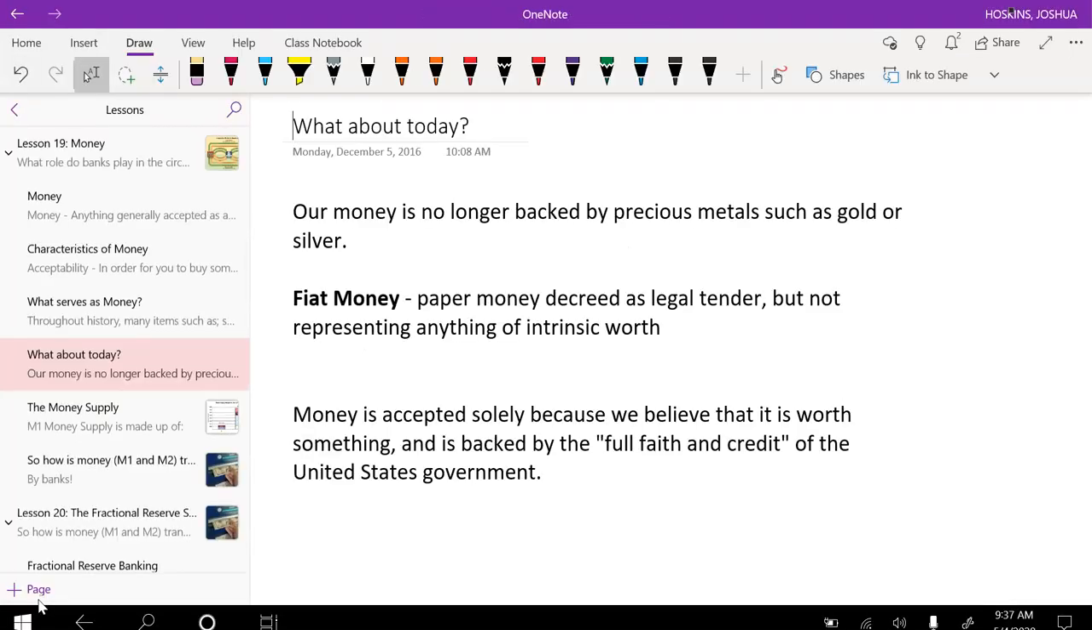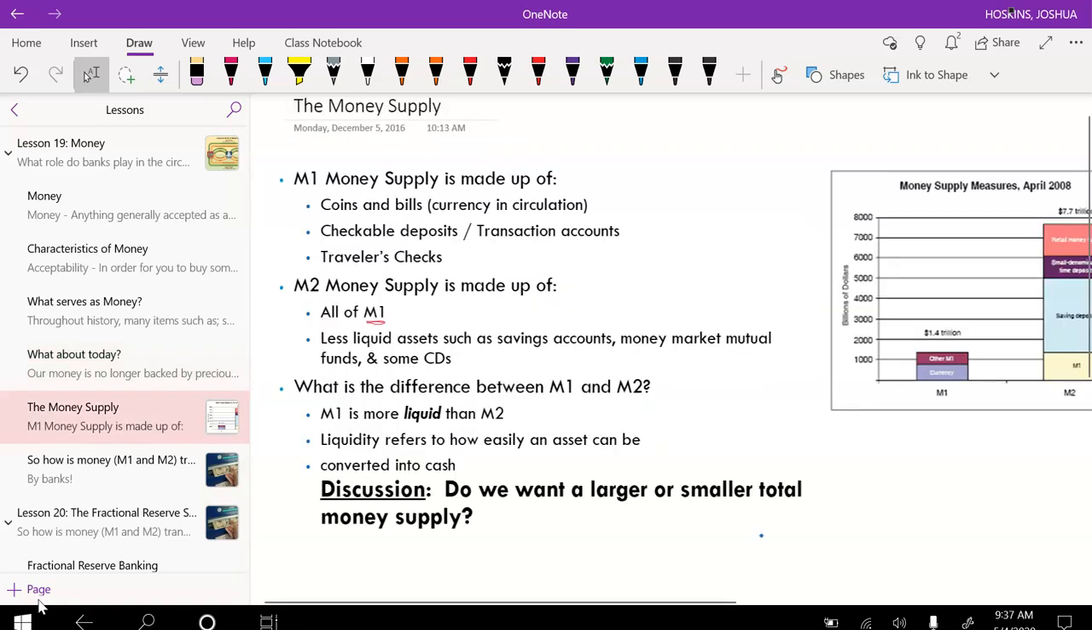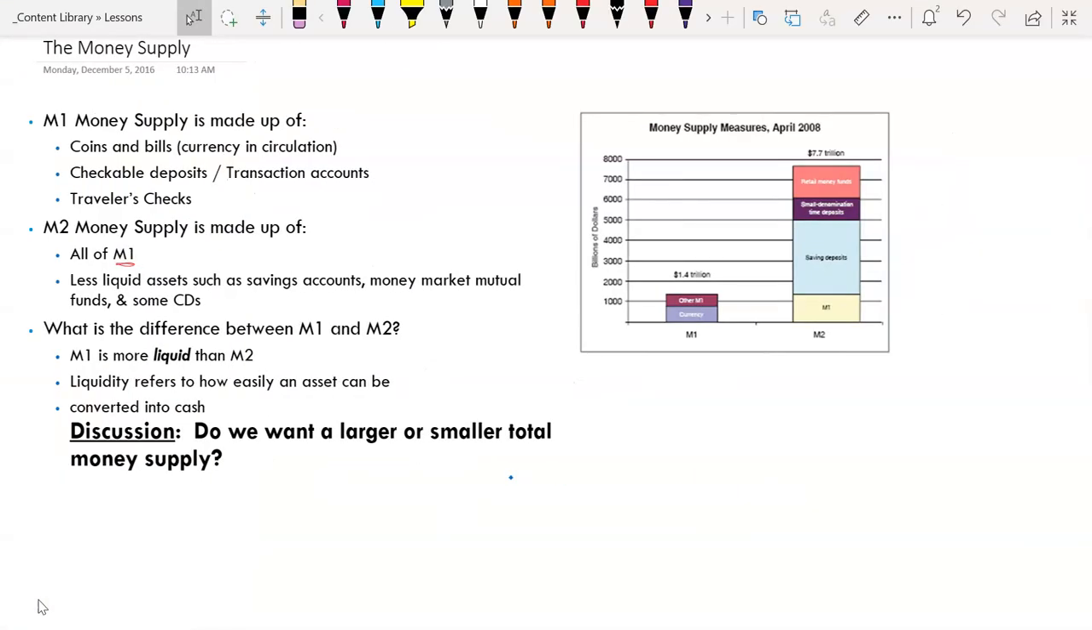Now, let's get this out of the esoteric and put it more into the econ. So when we talk about money in our economy, we talk about two different types of money, right?